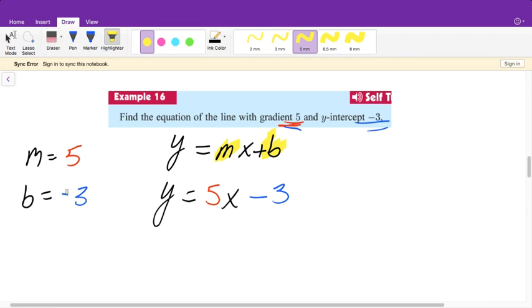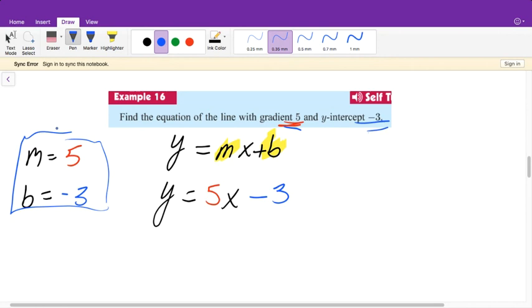So our answer can't just be this. We can't just say m is equal to 5 and b is equal to negative 3. That doesn't give us the final answer because we need it as an equation of a line. It needs to be written in slope-intercept form, y is equal to 5x minus 3.